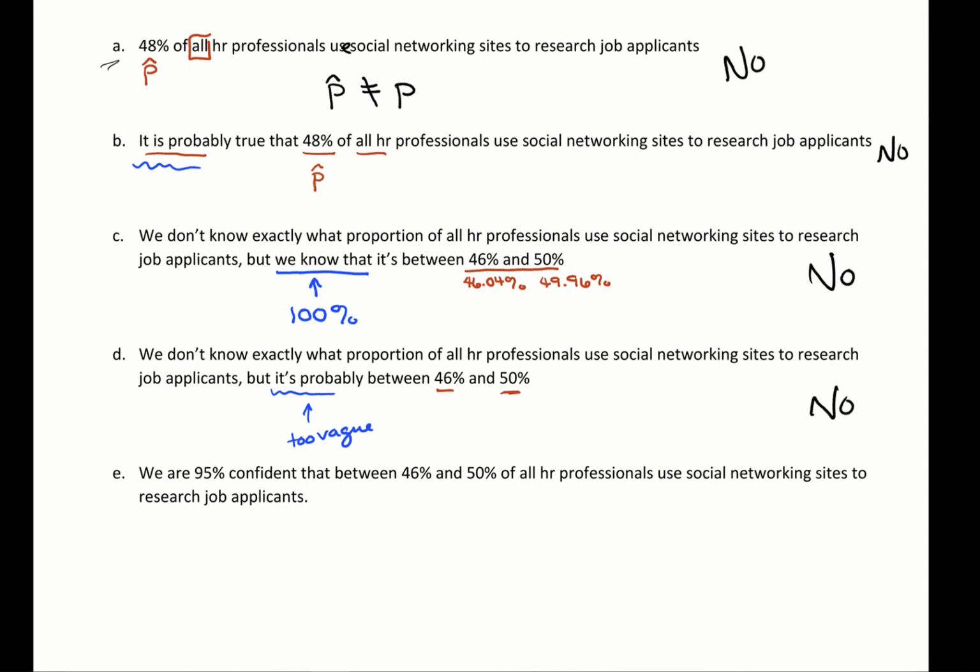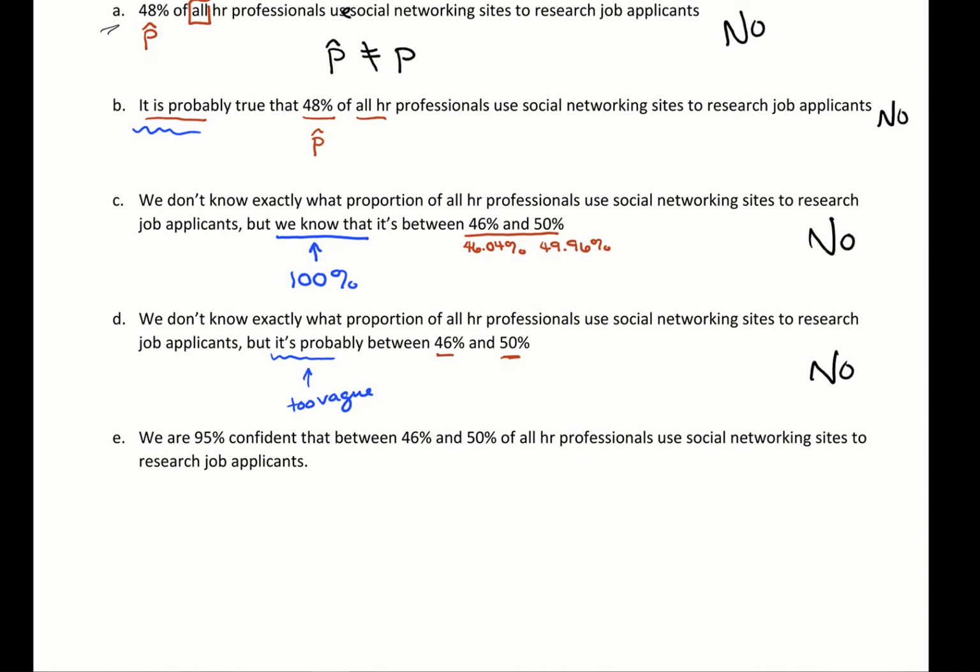So no. But then this last one, we're 95% confident. So there's the first piece we always want to see, our confidence level, that between, and then we have our interval there. Again, we probably just want to use those more exact values to make it more accurate. And then those percentages are for all HR professionals. So then they describe this proportion for our population, and this is perfect. That's what we want to see. Those 3 pieces, any order that makes sense, but that would cover everything we need.